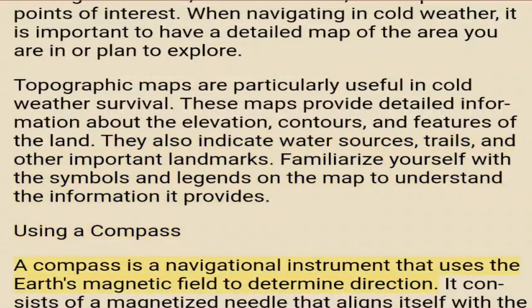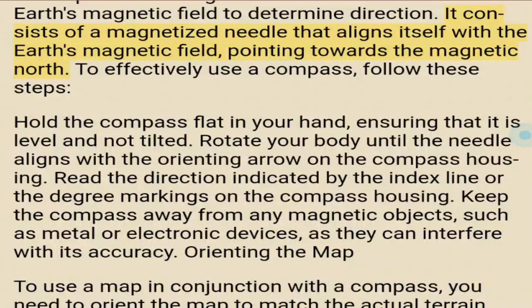Using a compass. A compass is a navigational instrument that uses the Earth's magnetic field to determine direction. It consists of a magnetized needle that aligns itself with the Earth's magnetic field, pointing towards the magnetic north. To effectively use a compass, follow these steps. Hold the compass flat in your hand, ensuring that it is level and not tilted. Rotate your body until the needle aligns with the orienting arrow on the compass housing. Read the direction indicated by the index line or the degree markings on the compass housing. Keep the compass away from any magnetic objects, such as metal or electronic devices, as they can interfere with its accuracy.